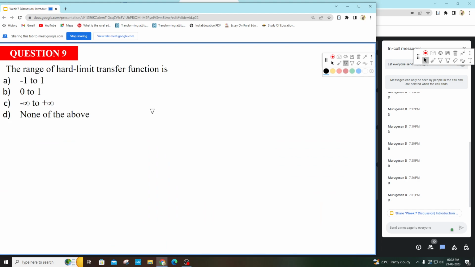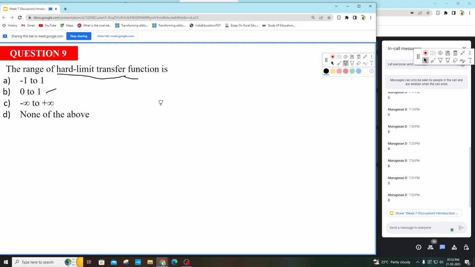Question number 9: the range of the hard limit transfer function is. I want you to guess this, because I have shown you the transfer function, and here it is telling hard limit transfer function. What is the range? I have already shown you the graphs and the transfer function also. 0 to 1, sir. Okay. Any other guesses? Yes, sir, 0 to 1.